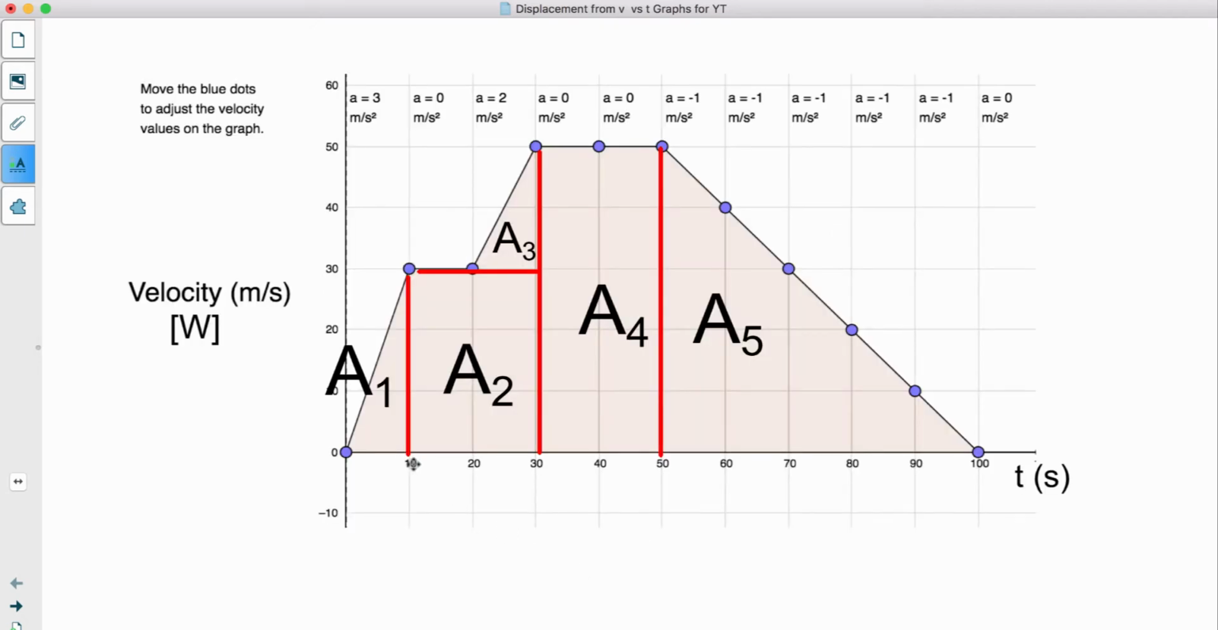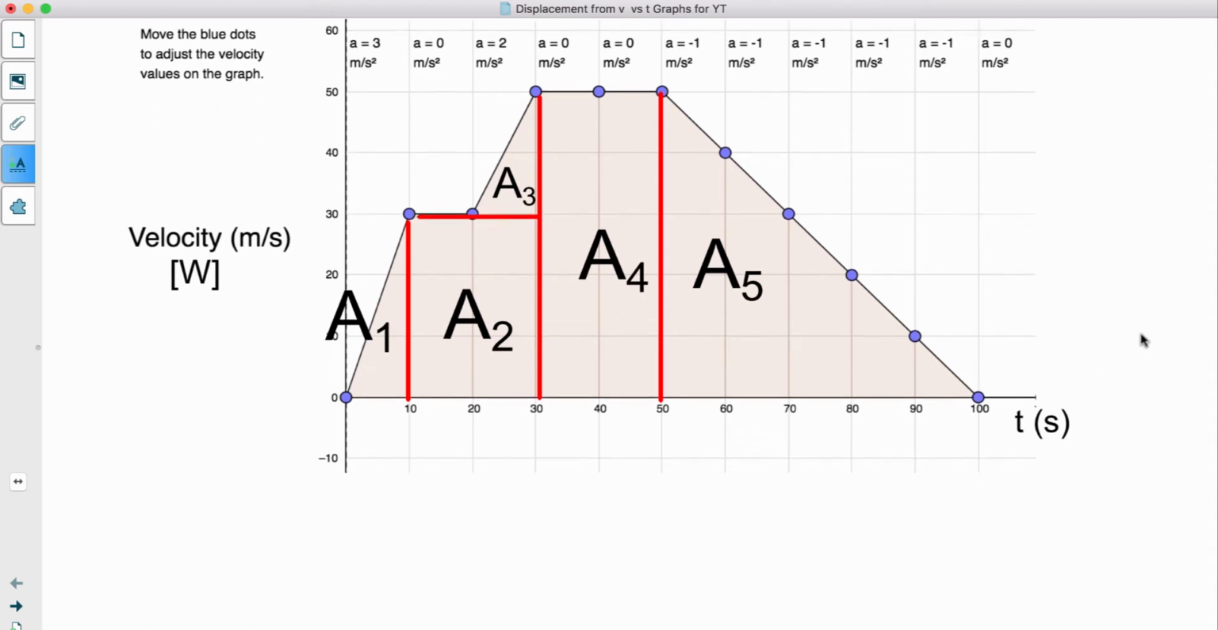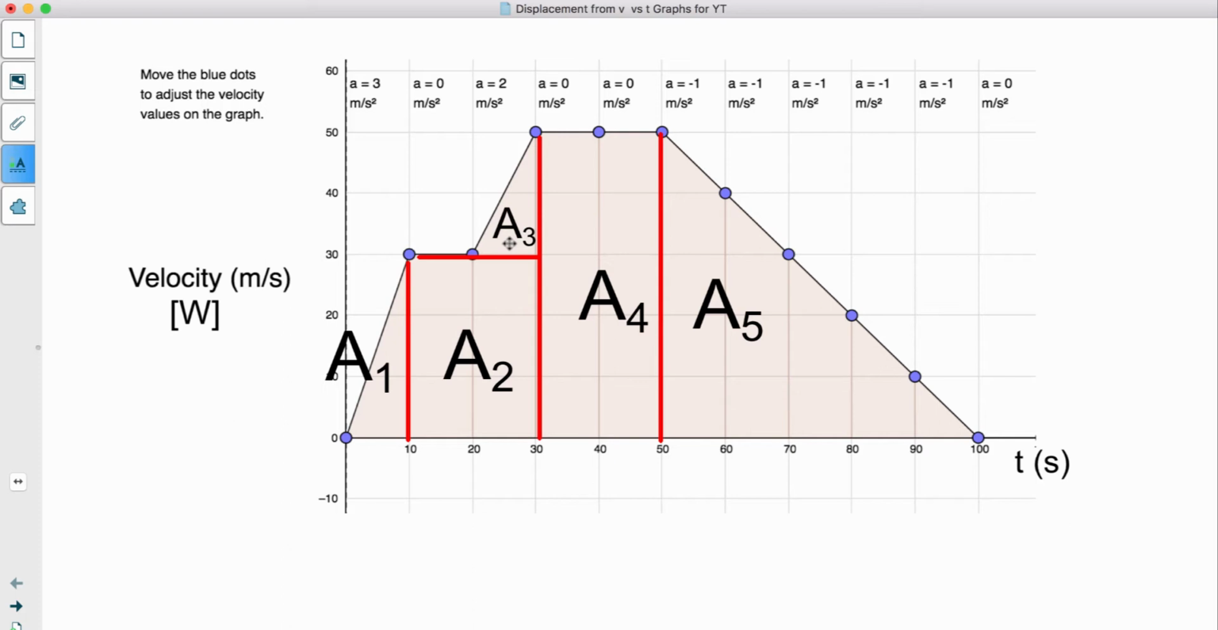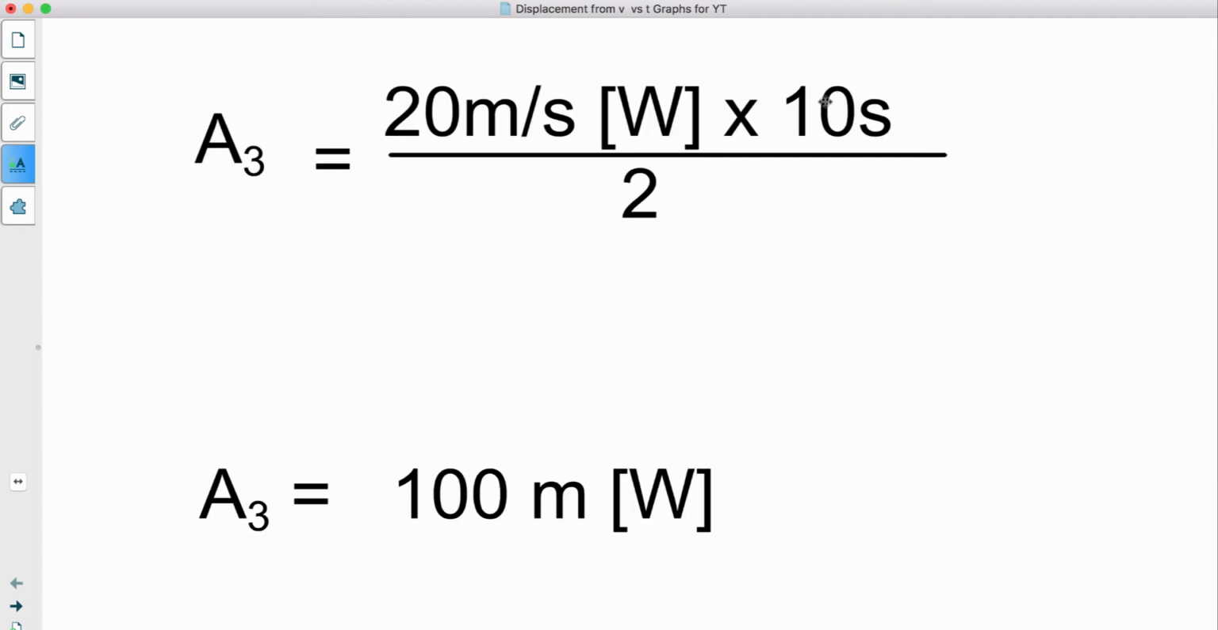Area 2. Base is 20 seconds, height is 30. This is just simply a rectangle, which is length times width, or base times height. So area 2 is base times height, 20 seconds times 30 meters per second west, which gives us an area of 600 meters. Area 3 is a triangle. The base is 10 seconds. The height in this case is only 20 meters per second. So 1/2 base times height, 10 seconds times 20 meters per second west divided by 2 gives us an area for region 3 of 100 meters.